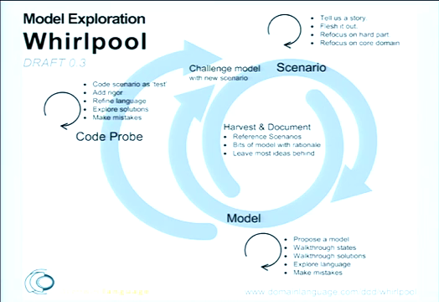Then you go back to the domain expert with those tests, walk them through the test using the ubiquitous language, and say, does this make sense? You're going to do this over and over again and refine this model exploration process. So this is a cycle. I'll give you a minute to take a look at that if you want. Again, this is also available at domainlanguage.com/ddd/whirlpool.